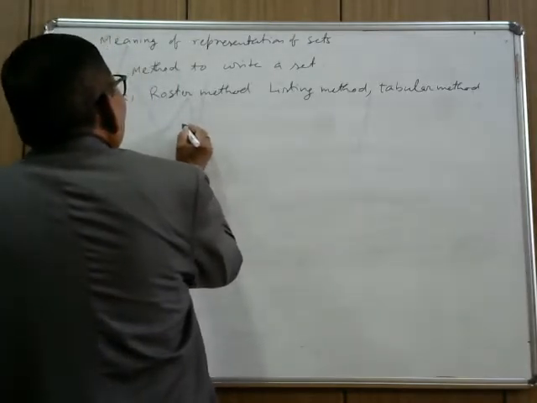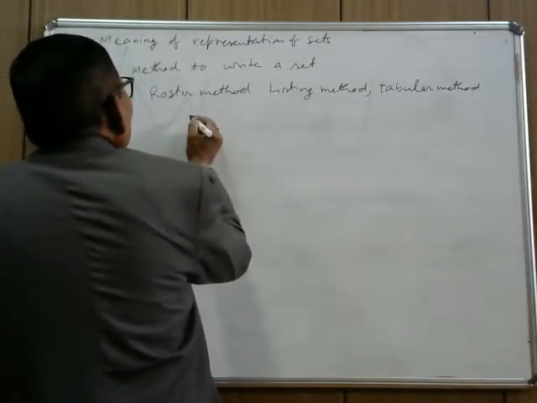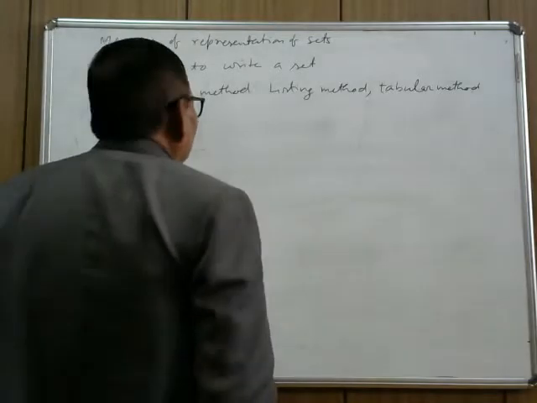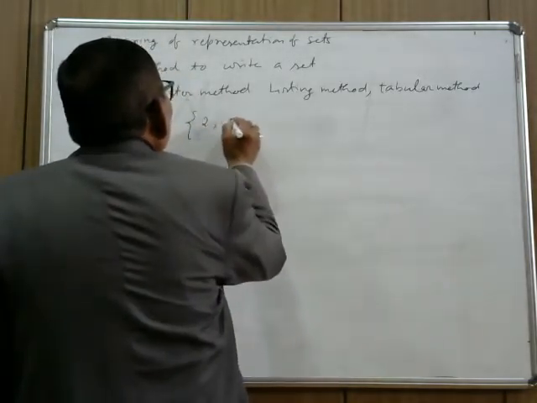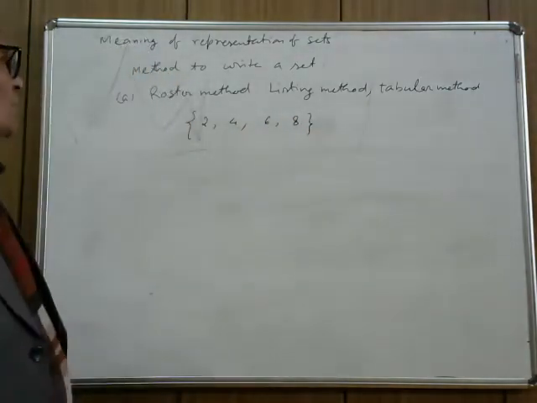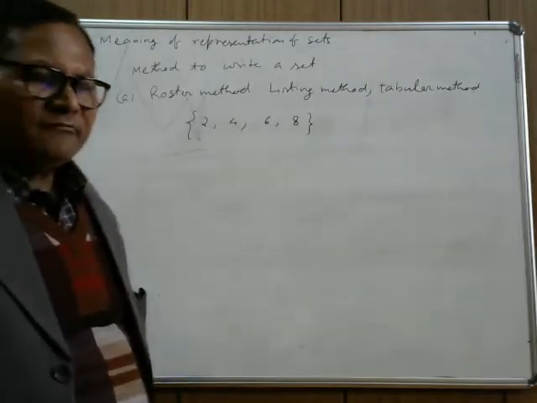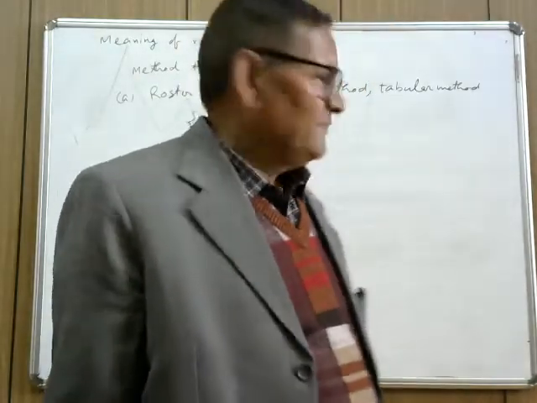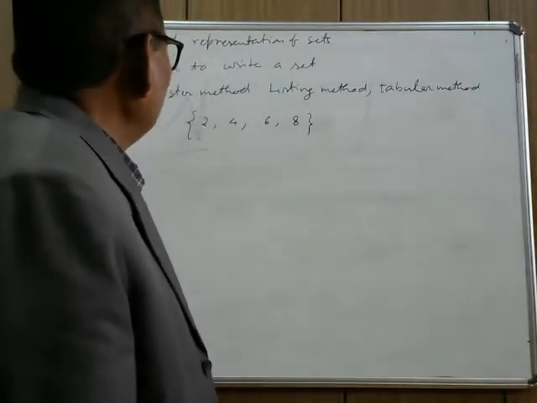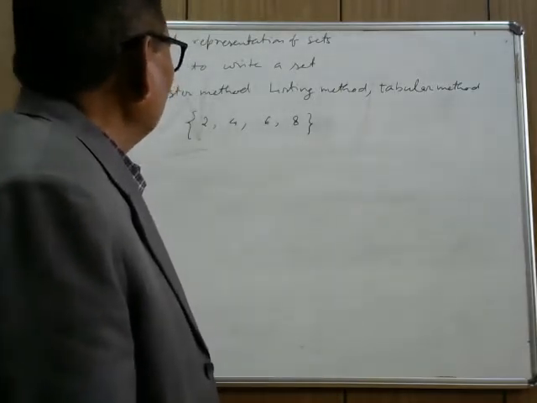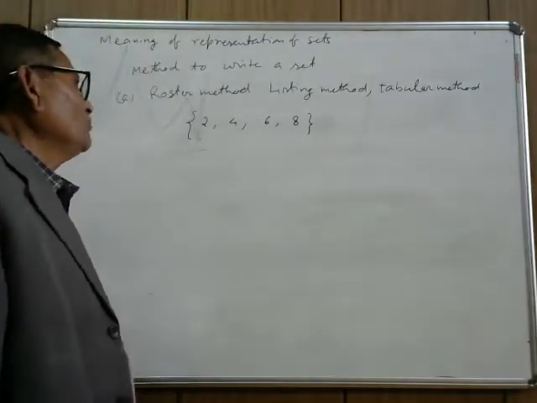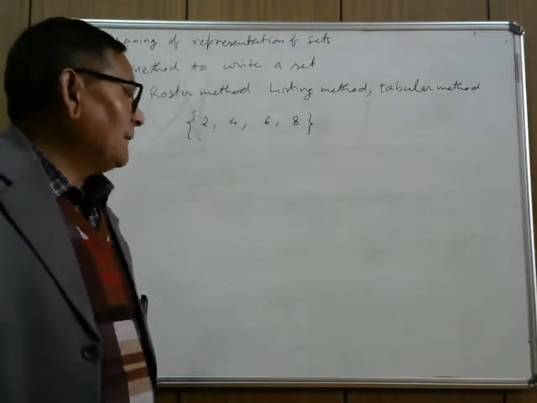For example, the set of even natural numbers less than 10: 2, 4, 6, 8. These are the even natural numbers less than 10. In this method, we have listed the elements of the set: 2, 4, 6, 8. This is called the roster method. You may call it the listing method or tabular method.